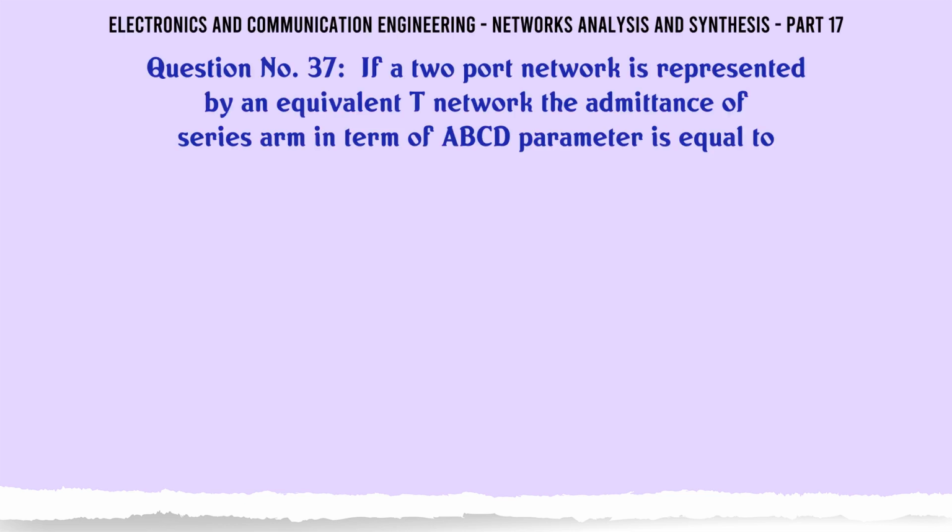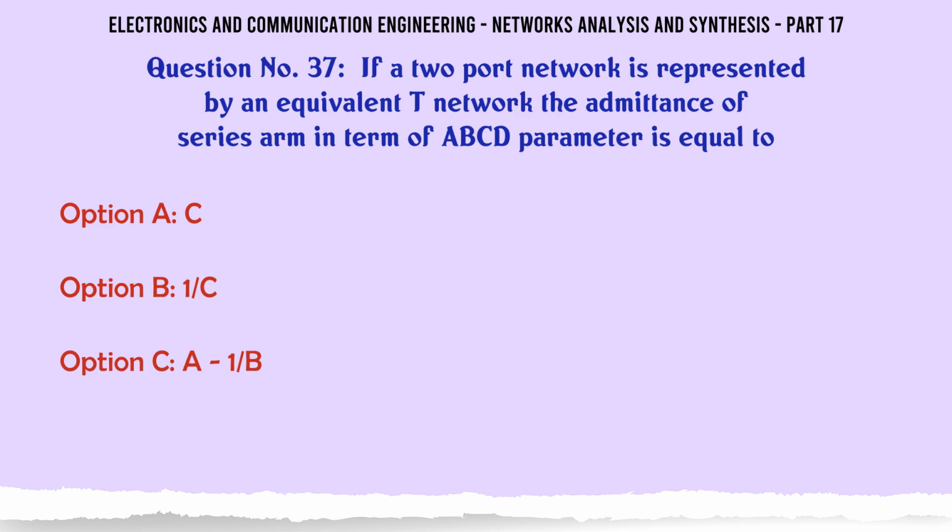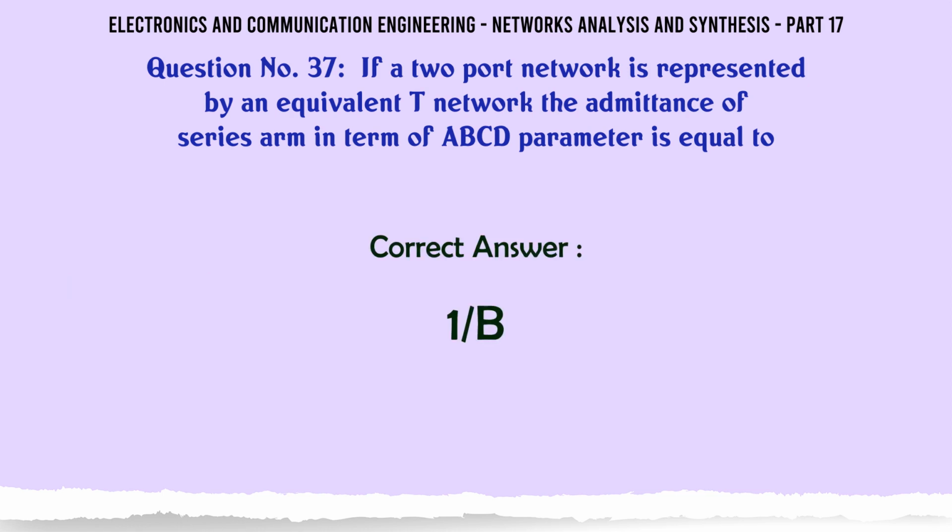If a two-port network is represented by an equivalent T-network, the admittance of the series arm in terms of ABCD parameters is equal to A. C, B. 1/C, C. (A-1)/B, D. 1/B. The correct answer is 1/B.